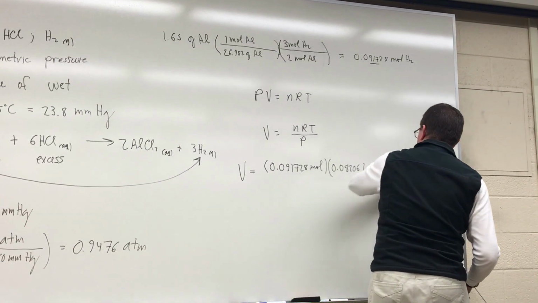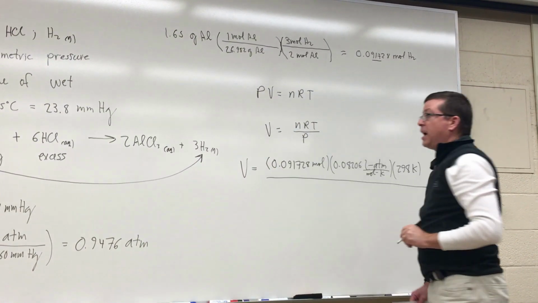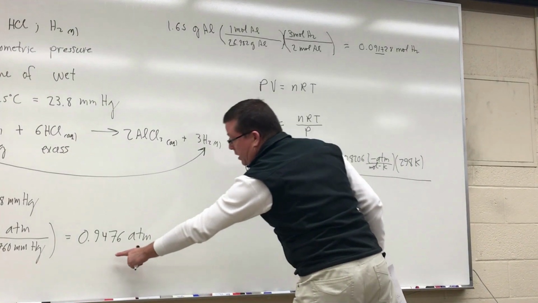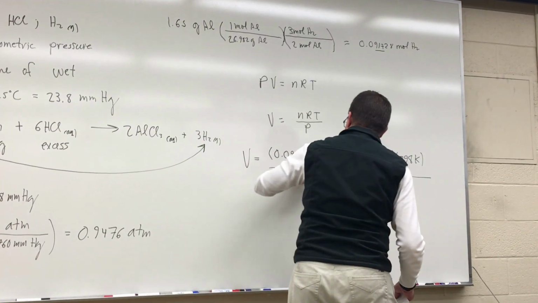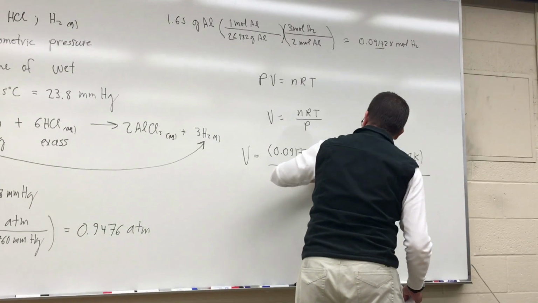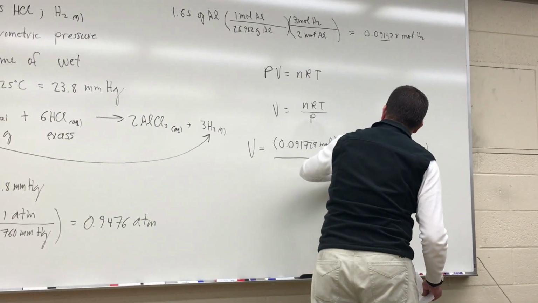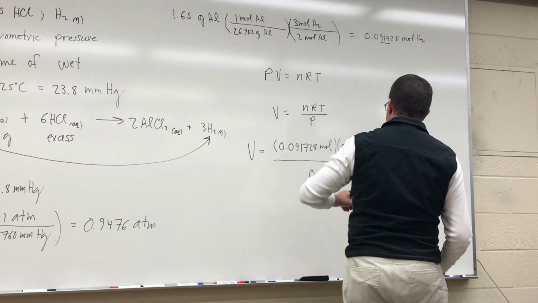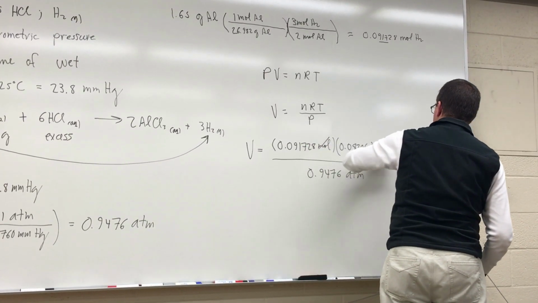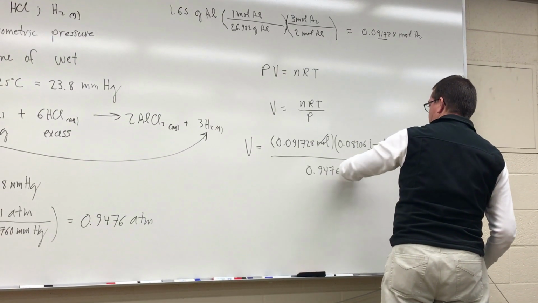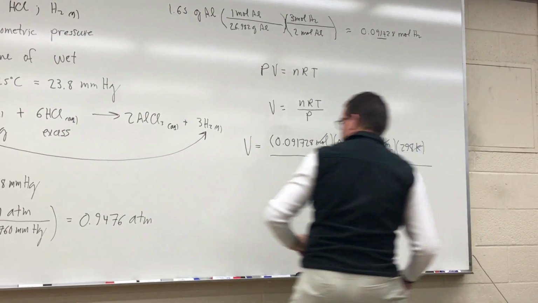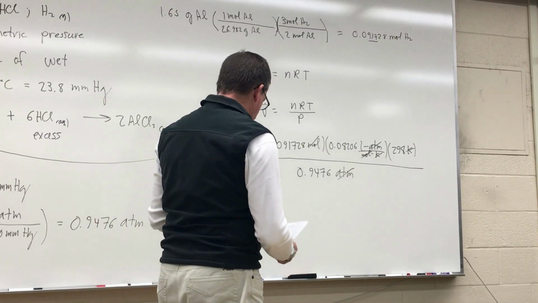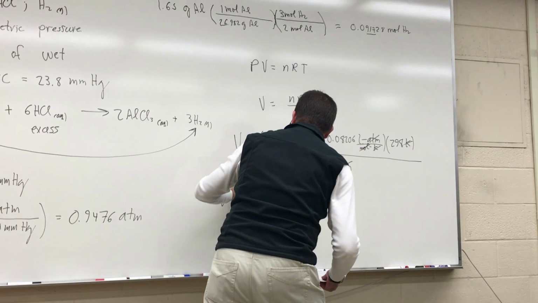All right, all of that is going to be divided by the pressure of the hydrogen gas. We have the pressure of the hydrogen gas. We figured it out over here, 0.9476 atmospheres. Okay, if everything works out, we should actually end up with a volume unit of liters here. So it looks like moles will cancel with moles, kelvins with kelvins, and atmospheres cancel, leaving me liters in the top, and that's exactly what I want. So now when I do the math out here, my volume turns out to be 2.37 liters.